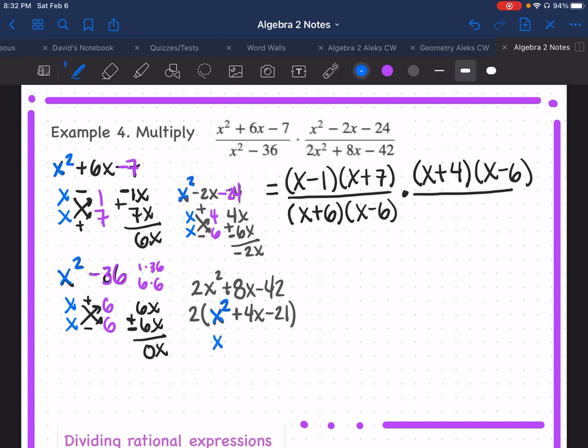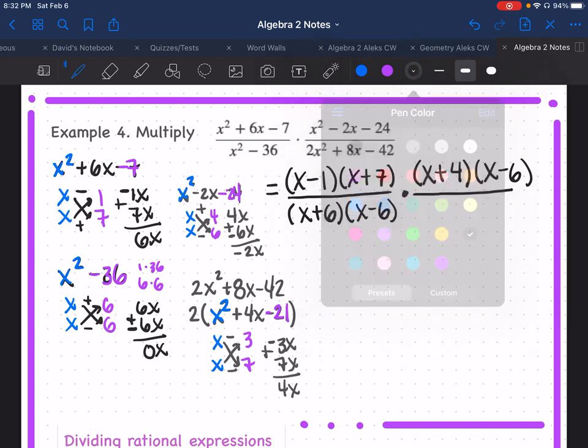So I'm going to think of that as x times x. And I have negative 21. I need positive 4. I don't think I'm going to use 1 times 21, but I think I can use 3 times 7. So x times 3, x times 7. I can add those together and get the 4x in the middle if the 3 is negative.